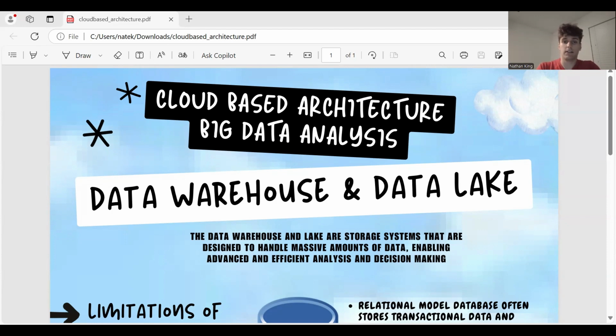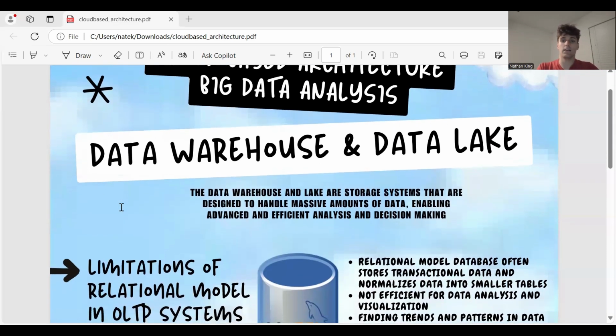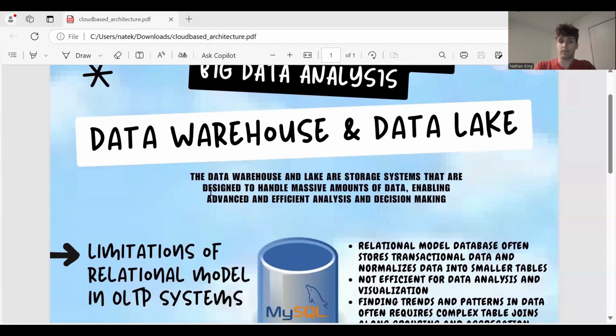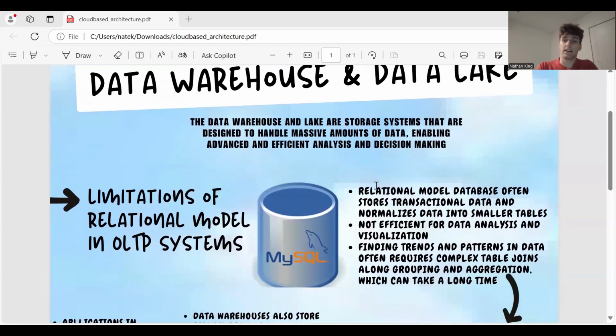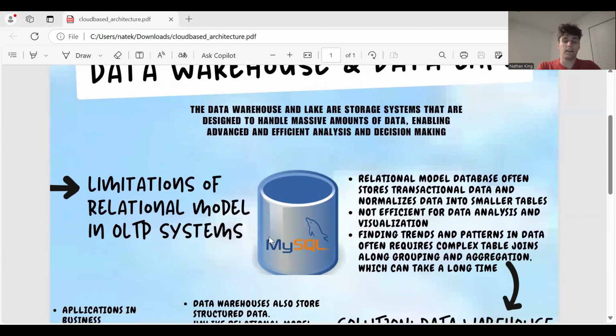Today, I'm going to be talking about cloud-based architecture for big data analysis, and specifically, I'm going to be talking about the data warehouse and data lake. So, for a broad run through, the data warehouse and lake are storage systems that are designed to handle massive amounts of data, specifically for data analysis and decision making.